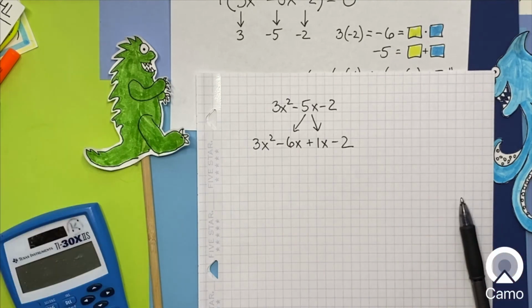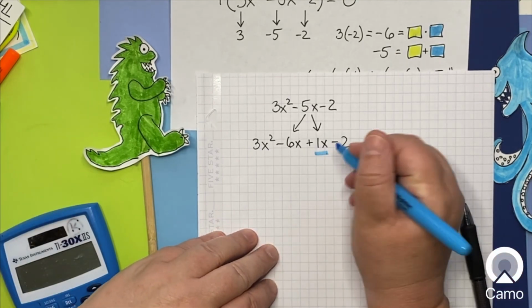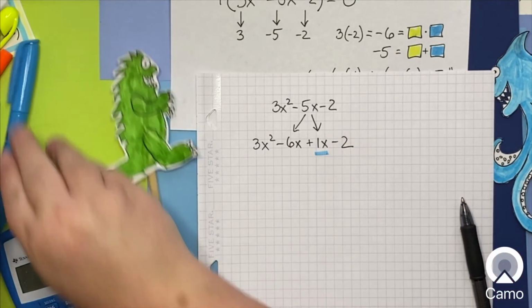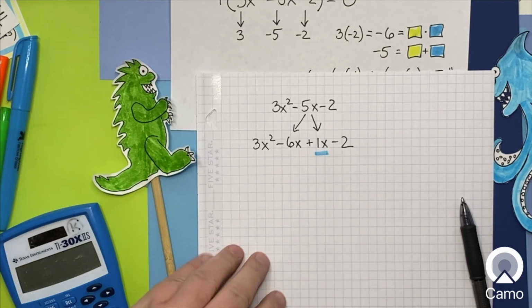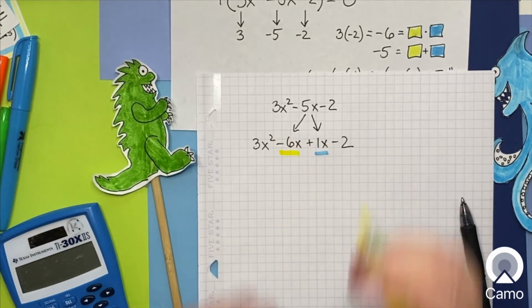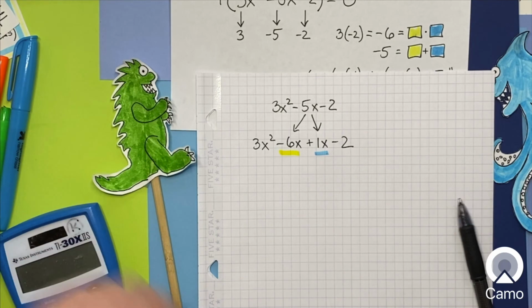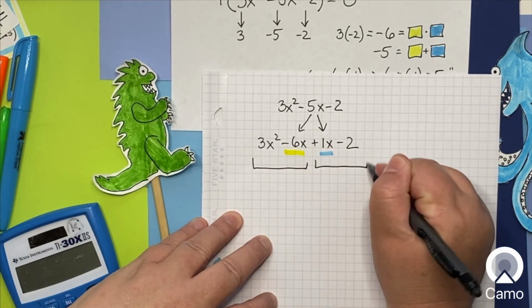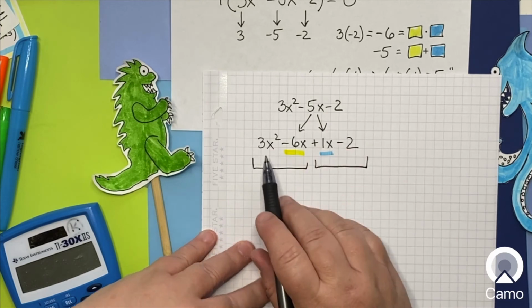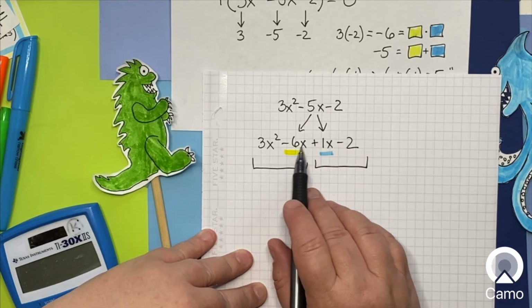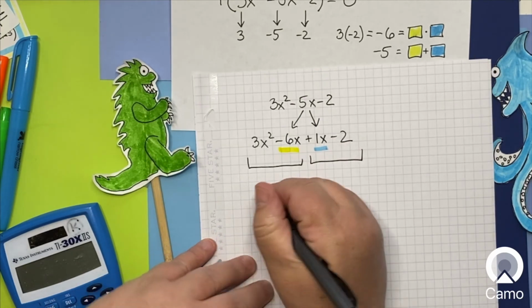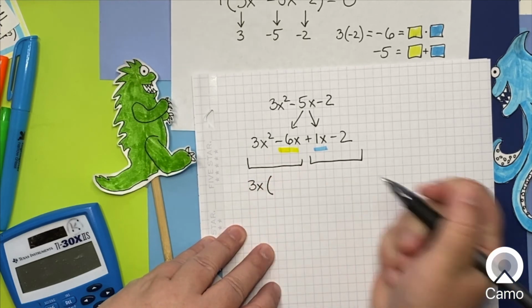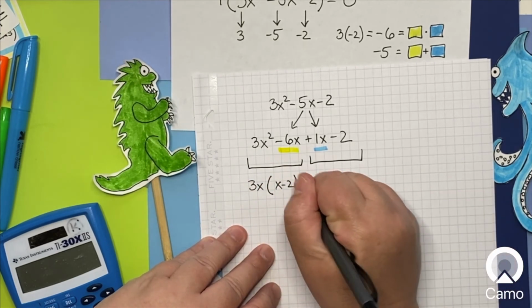So this is just a sneaky way of expanding. It's kind of like a hint. It helps you figure out how to break this up so that then we can use grouping. So grouping, I look at 3x squared minus 6x and I think, ooh, 3x is common. What's left? x minus 2.